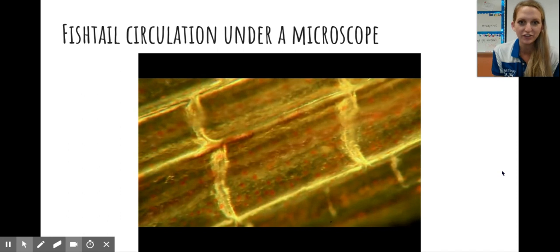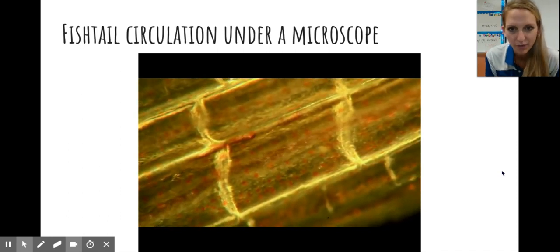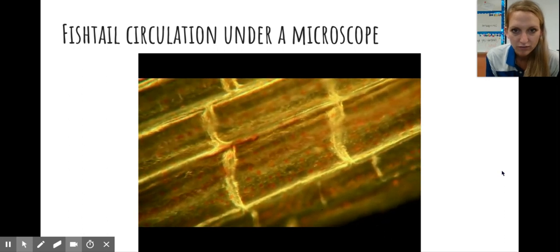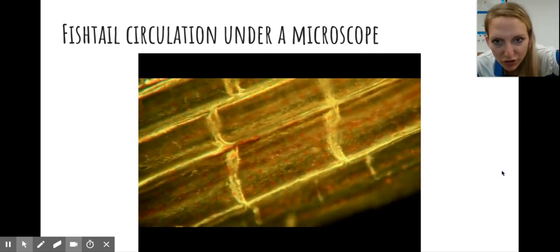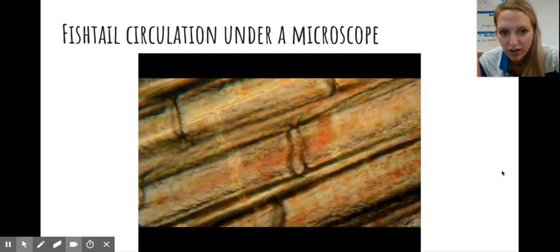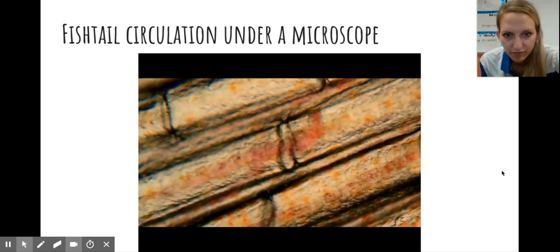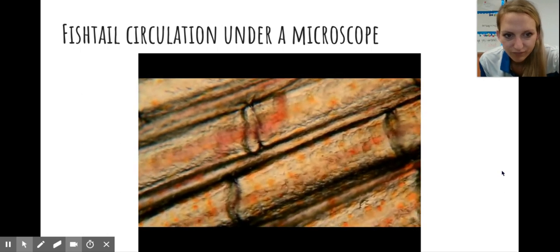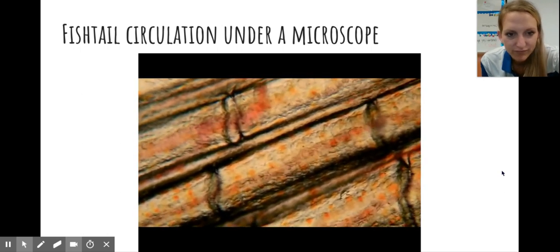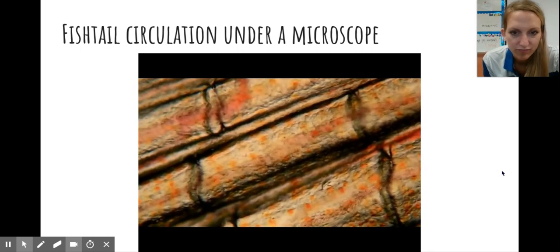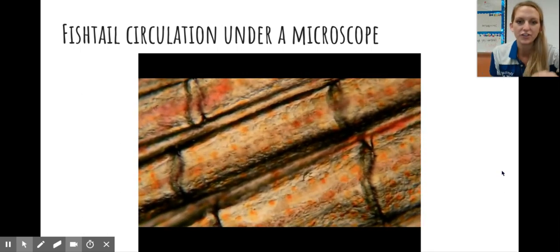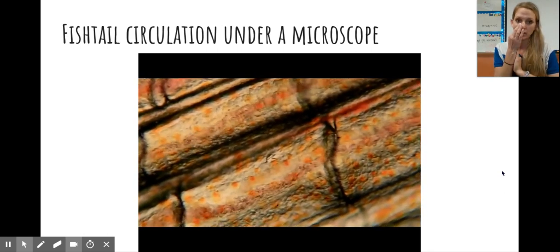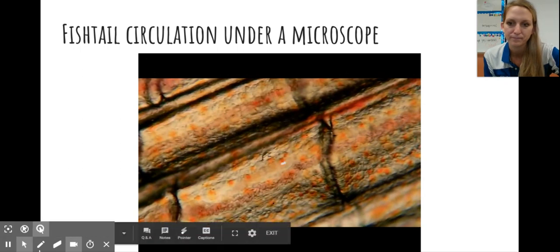Look at that. You can literally see particles moving and blood moving. You can see them going in opposite directions, so where you have veins versus where you have arteries. How exciting. Okay, and they're not touching each other. They're moving next to each other. It's pretty awesome.